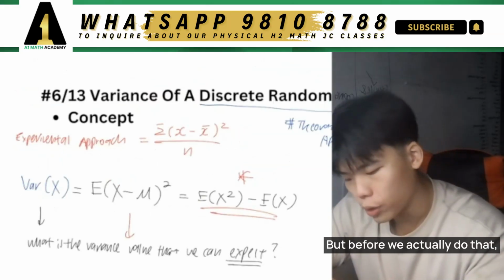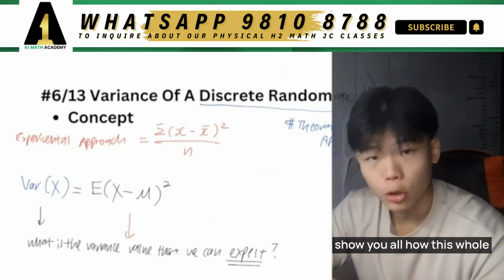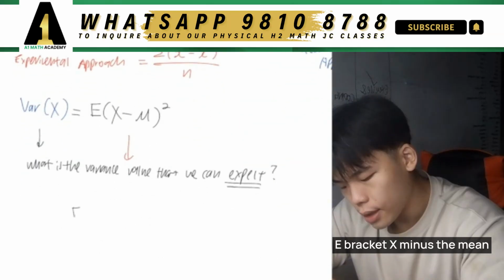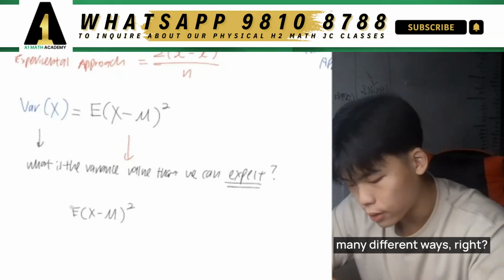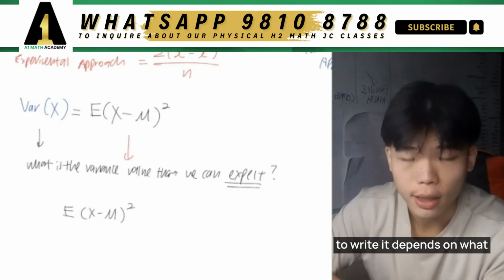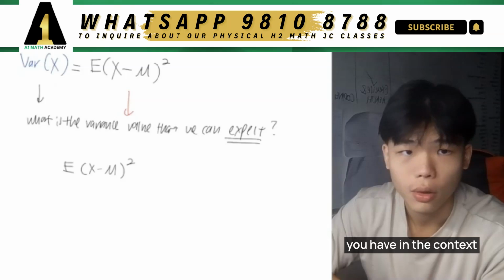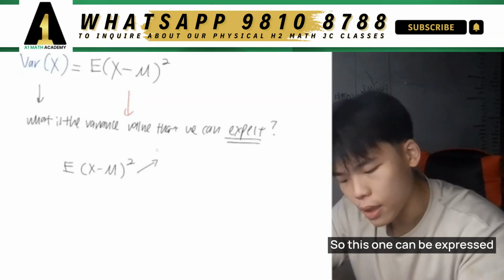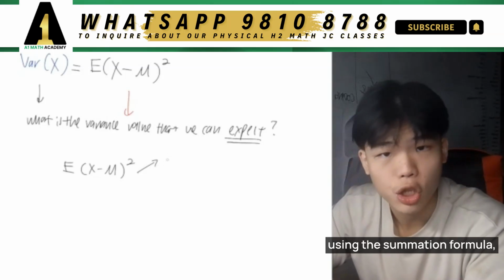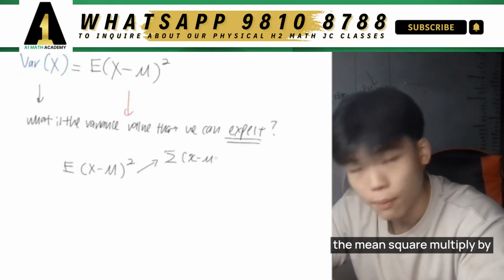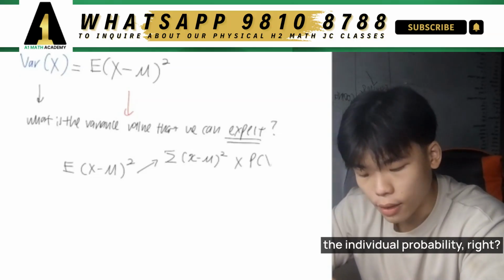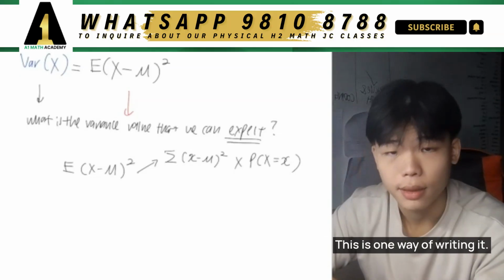But before we actually do that, I think it's best for me to just show you all how this whole E[(X minus the mean) squared] can be written in many different ways, right? And which way you choose to write it depends on what you have in the context of the question itself. So this one can be expressed using the summation formula, which is the sum of all (x minus the mean) squared multiplied by the individual probability, right? This is one way of writing it.